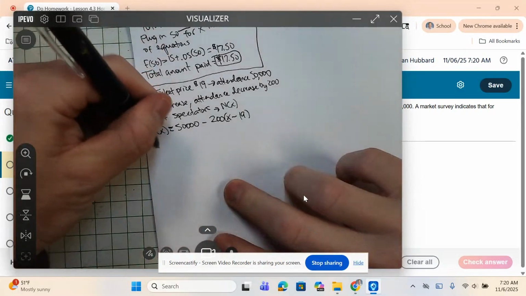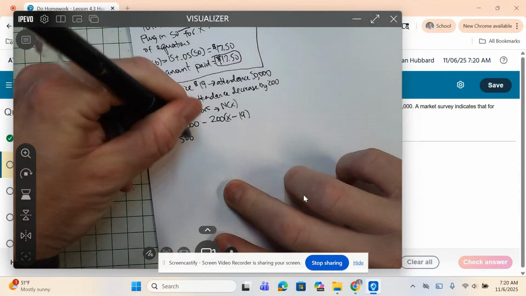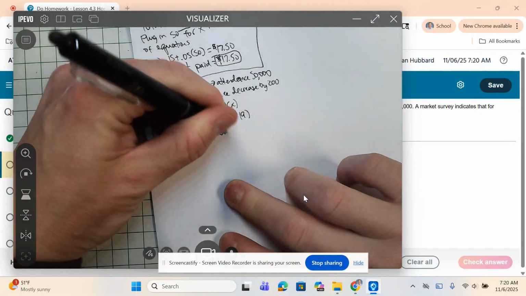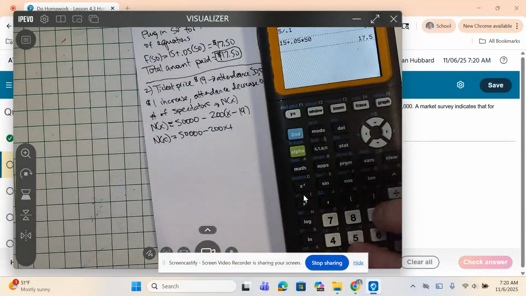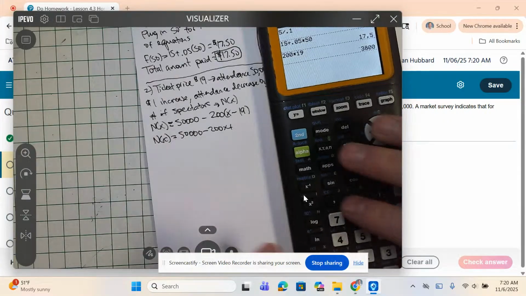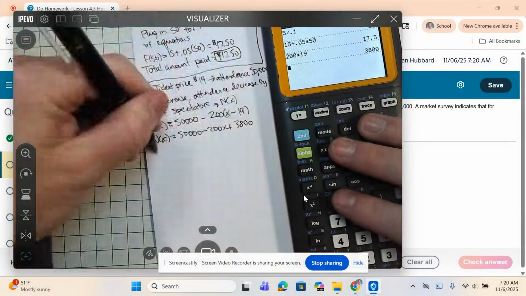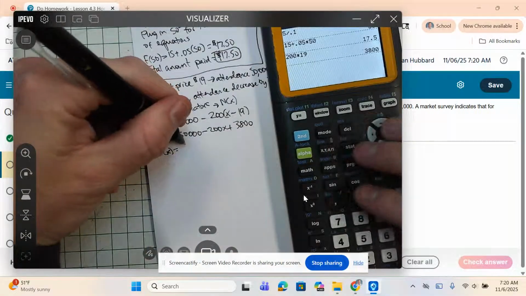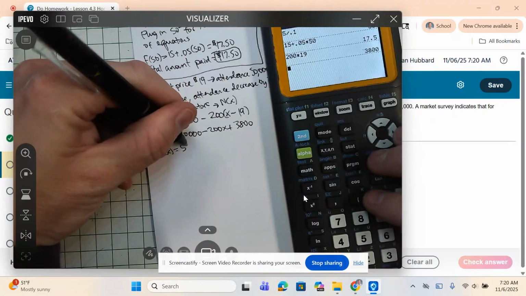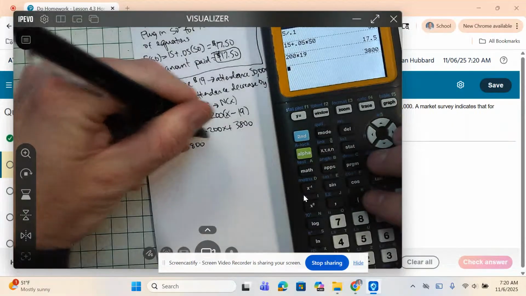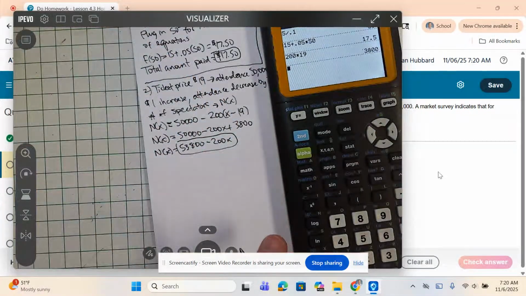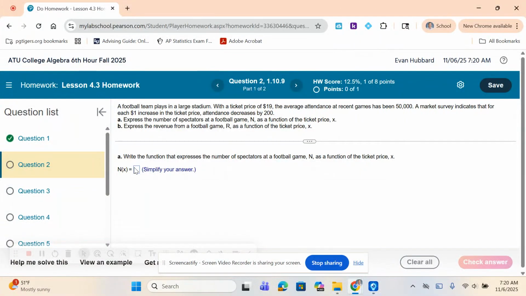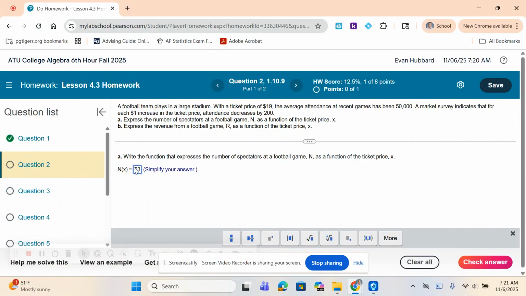Now let's simplify this. So n of x equals 50,000 minus 200x plus 200 times 19. So 200 times 19 is 3,800. So n of x equals 53,800 minus 200x.